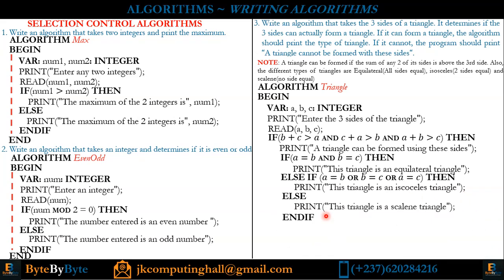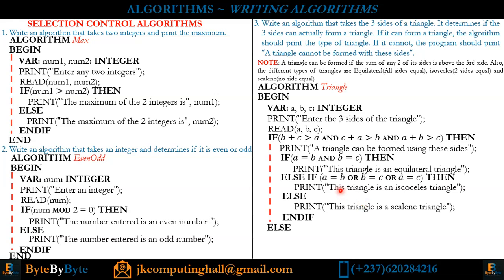And finally, the last case: if it is not equilateral and not isosceles, then obviously it is scalene. That's why you simply have else. A student could still go and say else if A is different from B and B is different from C and A is different from C. It is still correct, but it is cumbersome. It is a useless condition, because if a triangle is not equilateral and not isosceles, then obviously it is scalene.